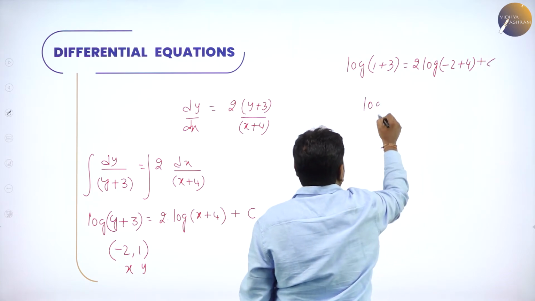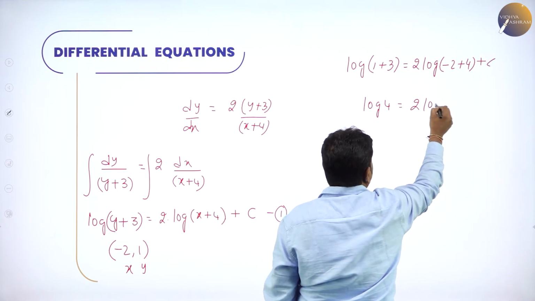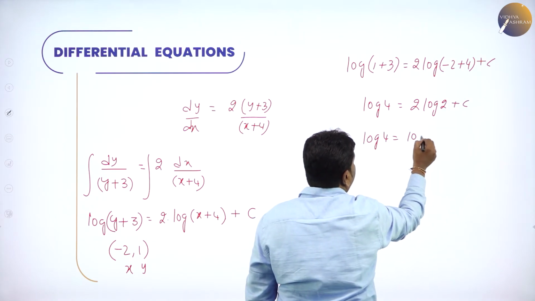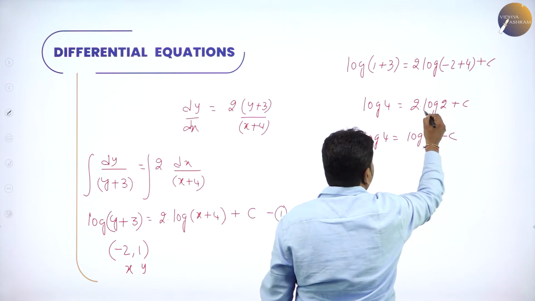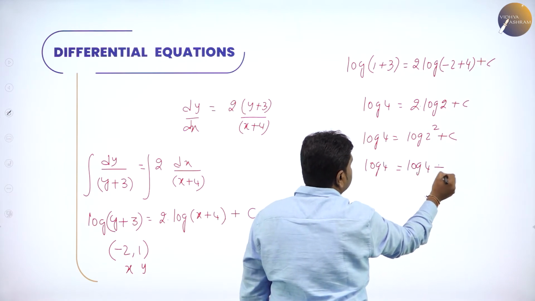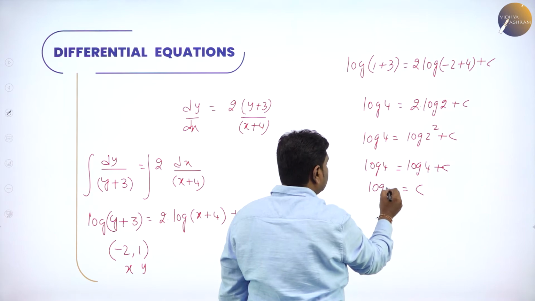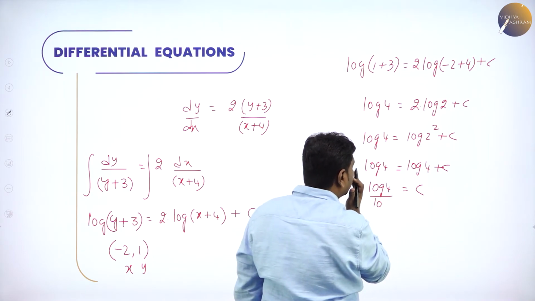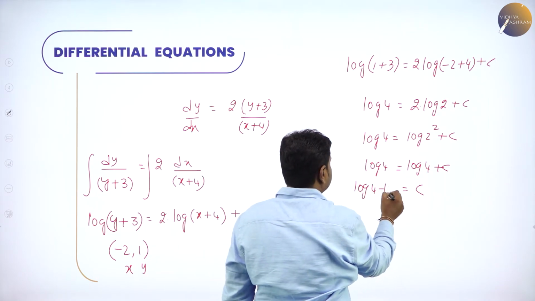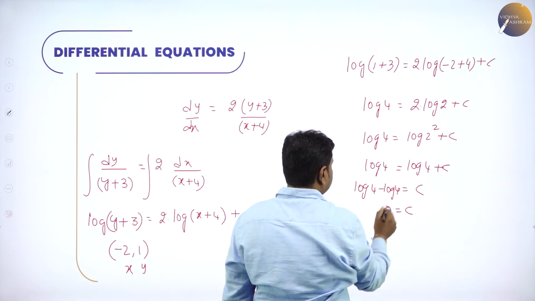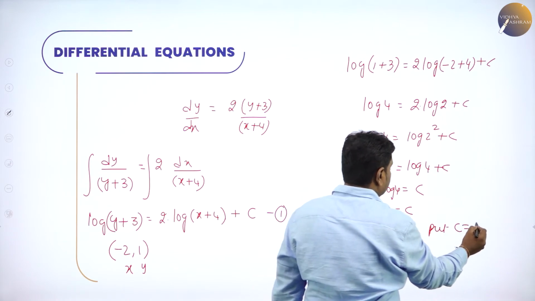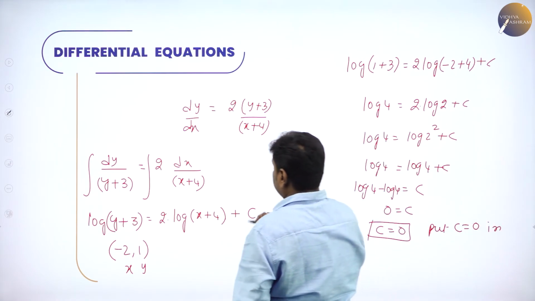Now you know this is log 4. This is 2 log 2 plus c. You know 2 log 2 is what? 2 log 2 is log 2 power 2. m log a is log a power m. So log 4 is equal to log 4 plus c. So what is c now? Log 4 minus log 4, c becomes 0. Transfer this side, log 4 minus log 4 is 0. c is 0. Substitute c, so put c equal to 0 in equation 1.